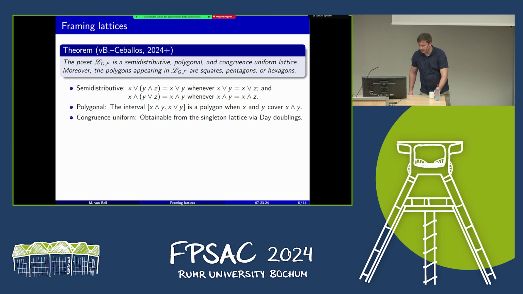And polygonality means that if you take 2 elements in your poset or lattice and they cover their meet, then the interval between their meet and their join is a polygon. There's not extra stuff in there. And congruence uniformity means that you can obtain this lattice by certain doubling moves starting from the singleton lattice.